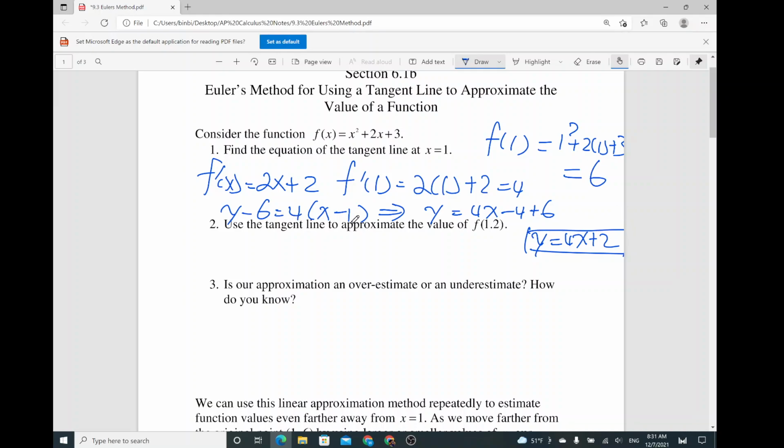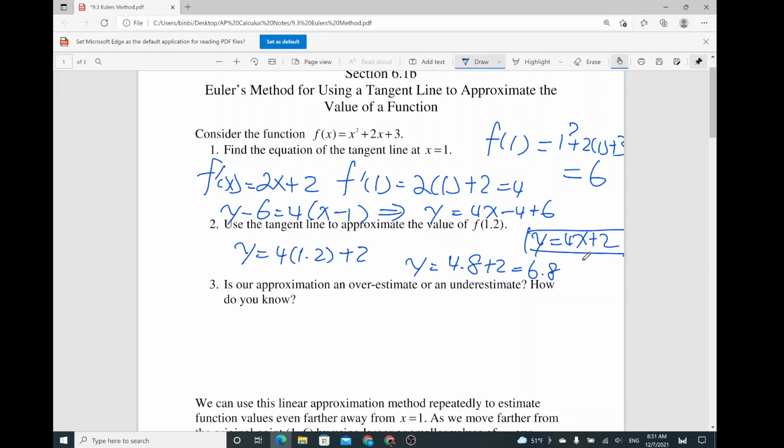And then using the tangent line to approximate the value f of 1.2, y equals 4 times 1.2 plus 2. So y equals 4.8 plus 2, which is 6.8. So that would be the approximation.